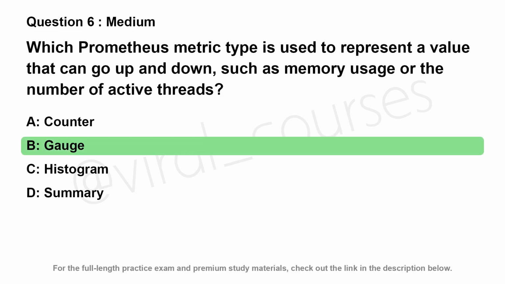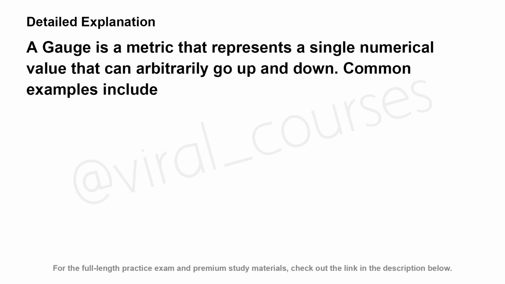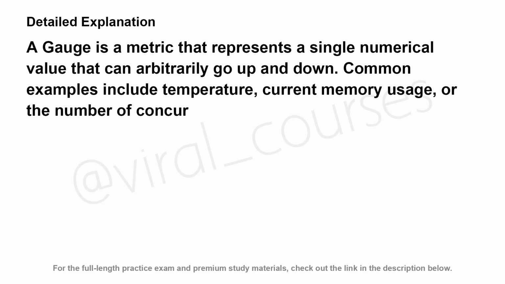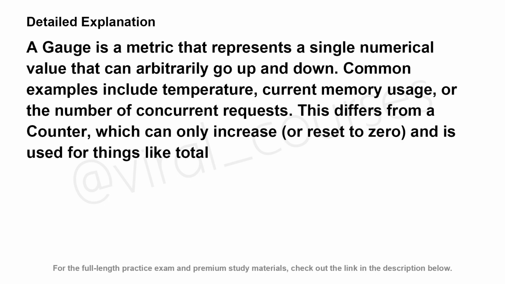The correct answer is B. A gauge is a metric that represents a single numerical value that can arbitrarily go up and down. Common examples include temperature, current memory usage, or the number of concurrent requests. This differs from a counter, which can only increase or reset to 0, and is used for things like total request counts or errors.